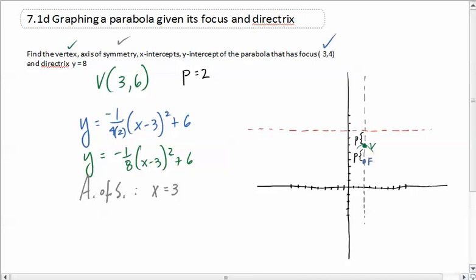Now let's take a look at our x-intercepts. Excuse me, I lost my place. Let's just pick back up right here. To get the x-intercepts, we're going to replace the y with a 0. Okay? We're going to do it this way.